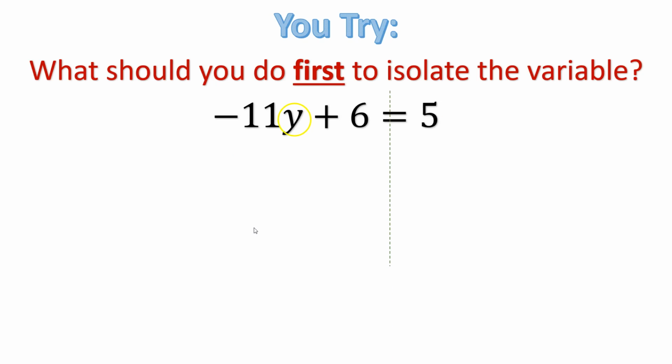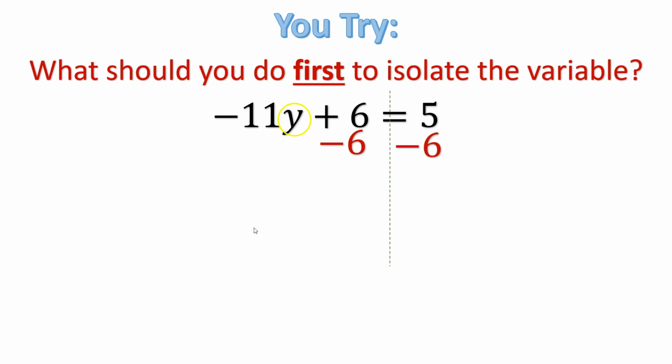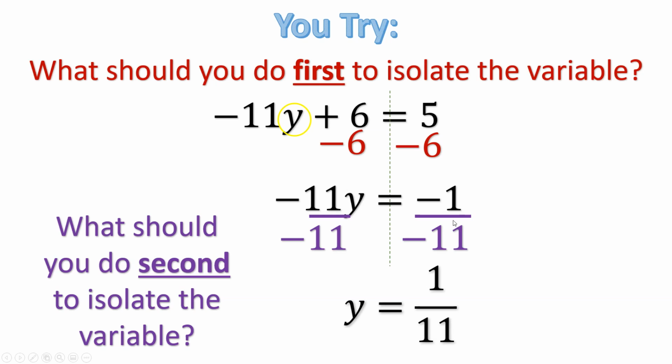How would we isolate the y in this one? So the first step is to get rid of the plus 6 by doing minus 6. So that will become 0, and then we'll simplify it. And then what do we do as our second step? We want to divide by a negative 11 because a negative divided by a negative will become a positive 1y. And on the other side, we would just simplify it by canceling out the negatives, and we can leave it as a fraction.